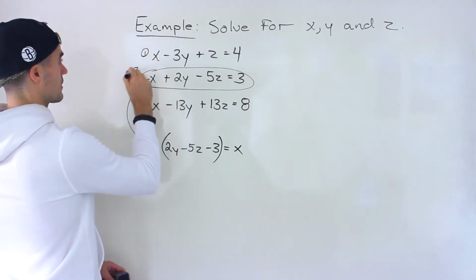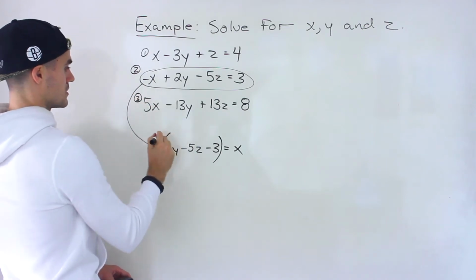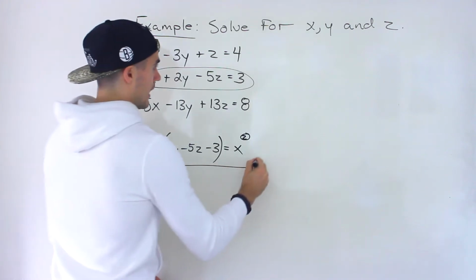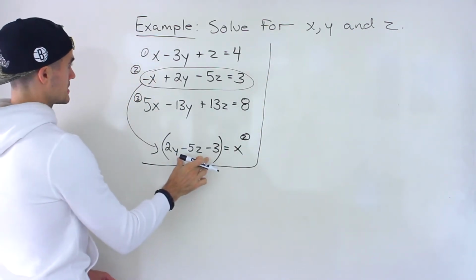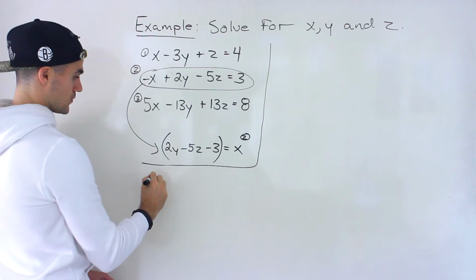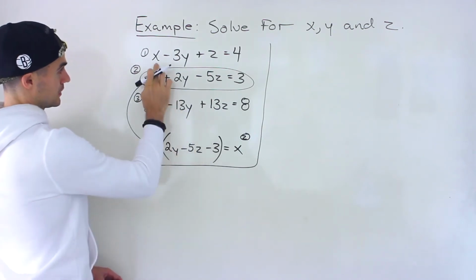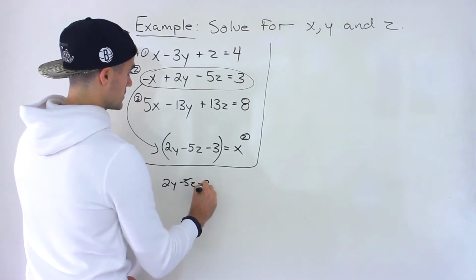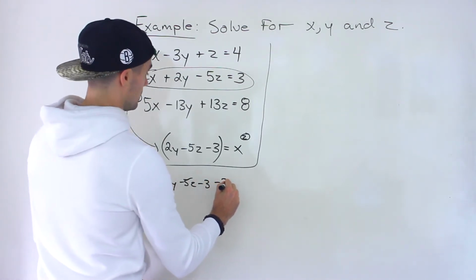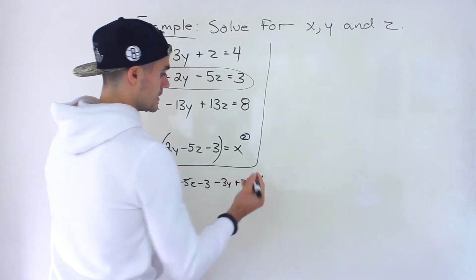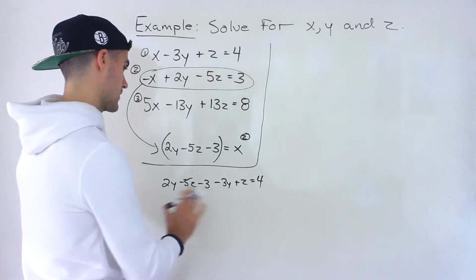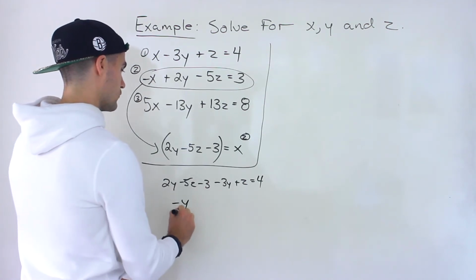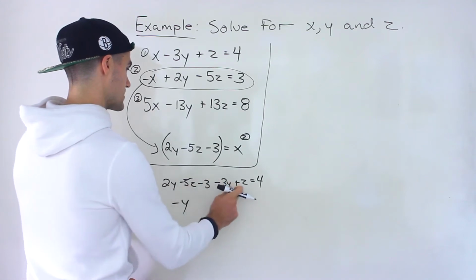So let's keep track here of these equations. So this is just equation 2 rearranged. And then I'm going to take this and plug it in for equation 1 first. So taking this, plugging it in for this x, we'd have 2y minus 5z minus 3 minus 3y plus z is equal to 4. And then I'm going to simplify this. So we'd have 2y minus 3y, which would give us negative y, then minus 5z plus z.